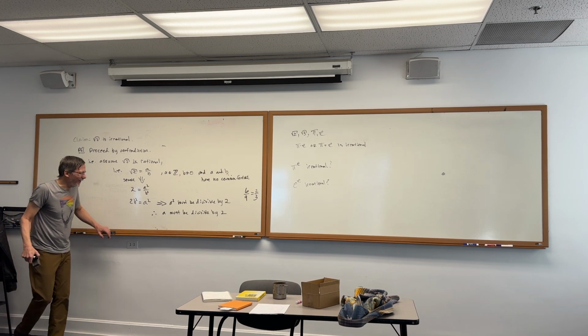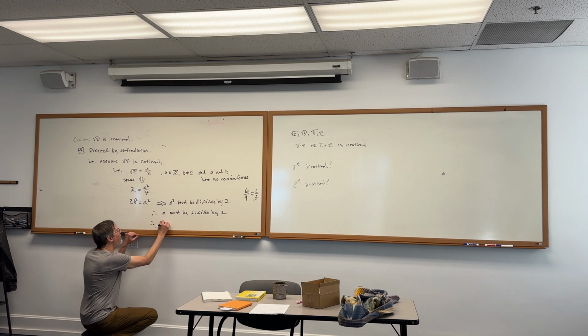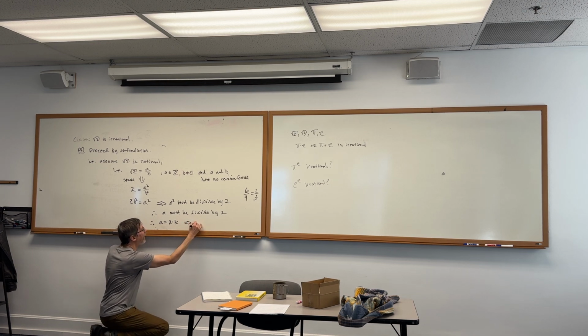Okay. So a itself must be divisible by 2. Therefore, a must equal 2 times some other number k. So a is 2 times something. So that means that a squared must be 4 times k squared.